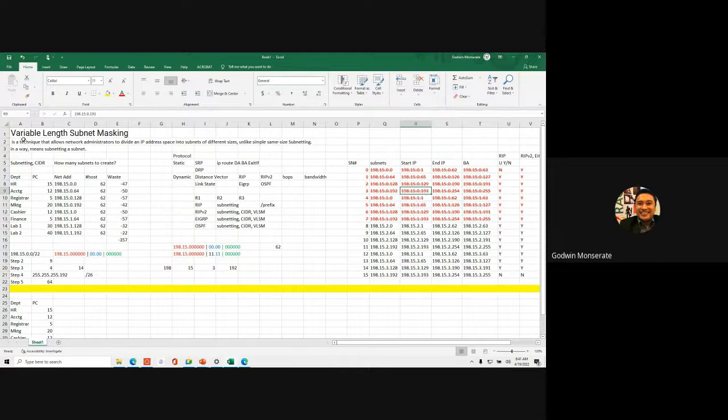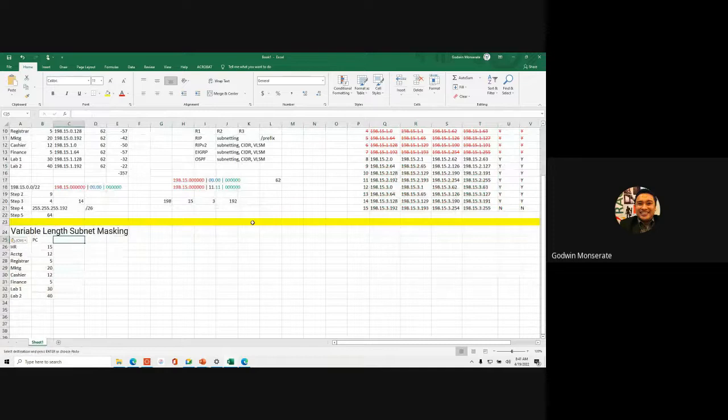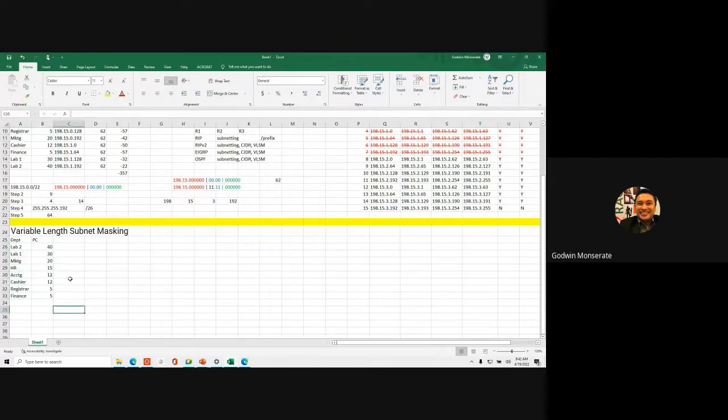Okay? So let's copy this and paste it here. With VLSM, the first thing that we are going to do is arrange our requirements from highest to lowest. So we're going to sort this one out. The number of PCs here will be sorted from highest to lowest, so that would be column B, from largest to smallest. So we can see that Lab 2 has the most.